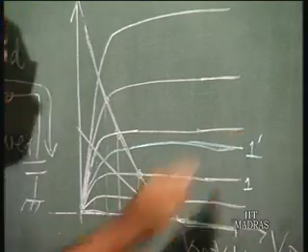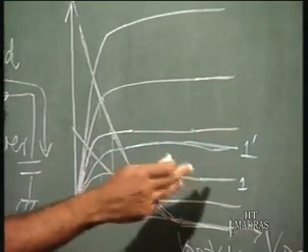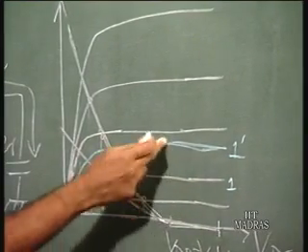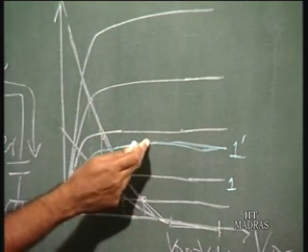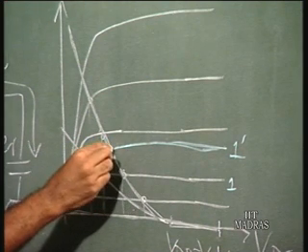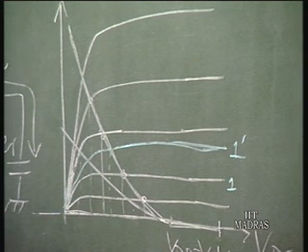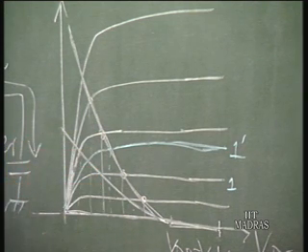1 prime. They are for the same gate voltage, input voltage, but with two different transconductances of the driver transistor. So, this obviously has a higher transconductance. If you have a higher transconductance for the driver transistor, the gain is more. And if you have a higher transconductance for the load transistor, the gain is less.